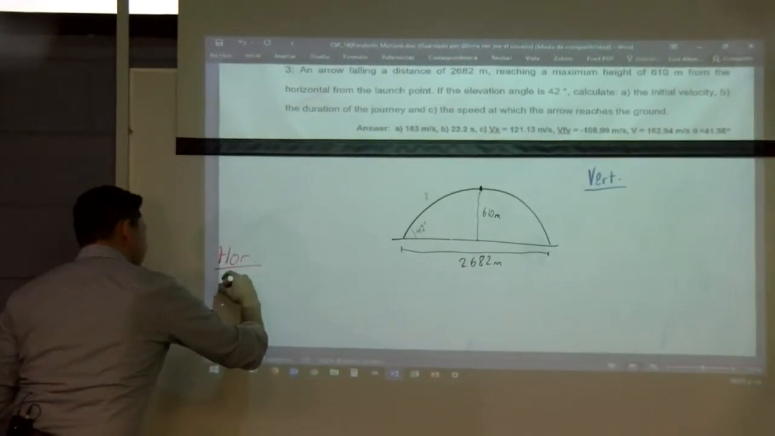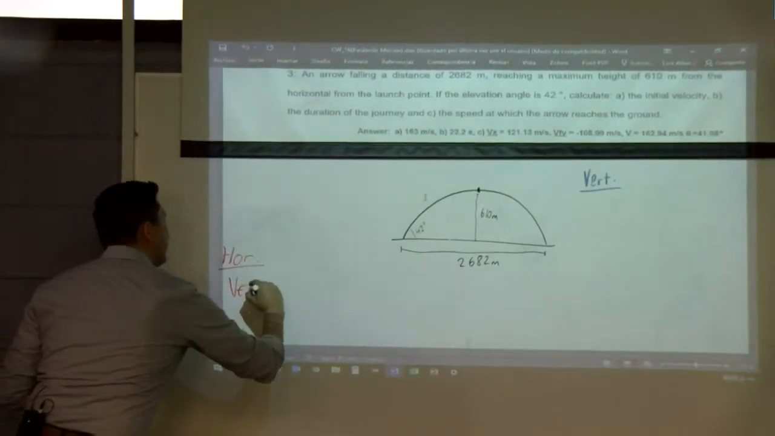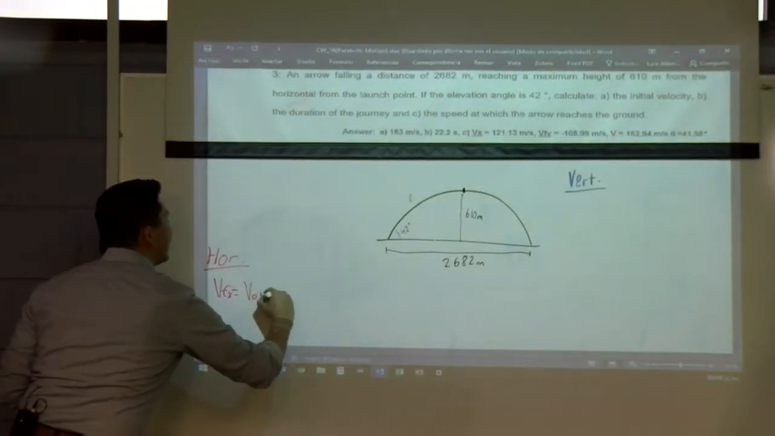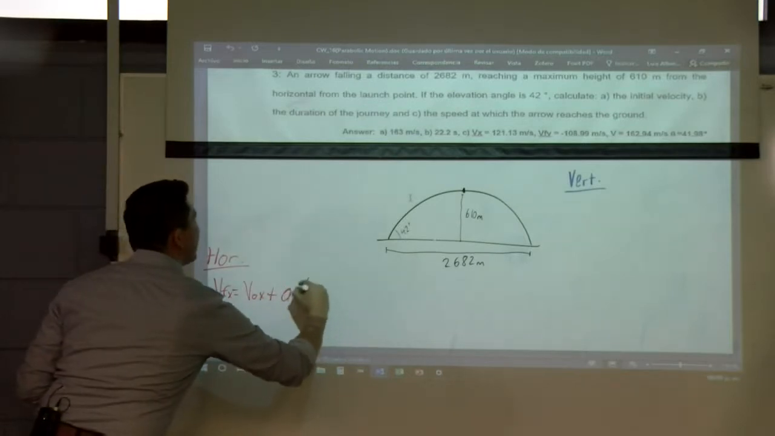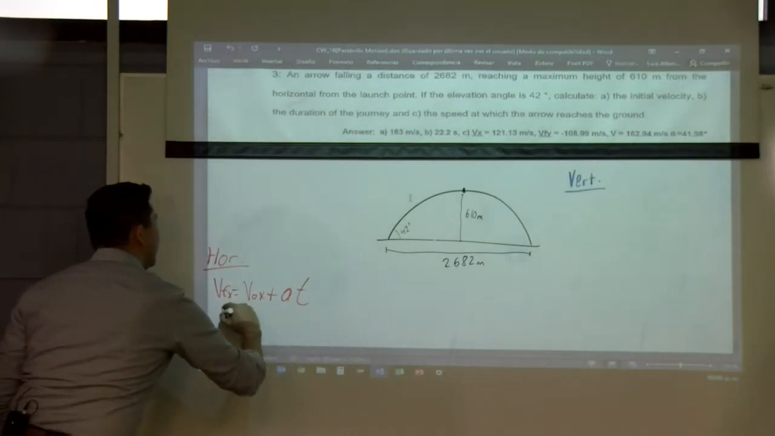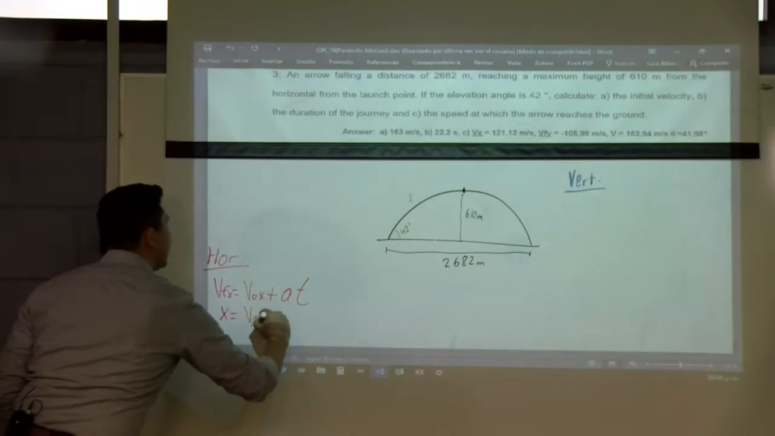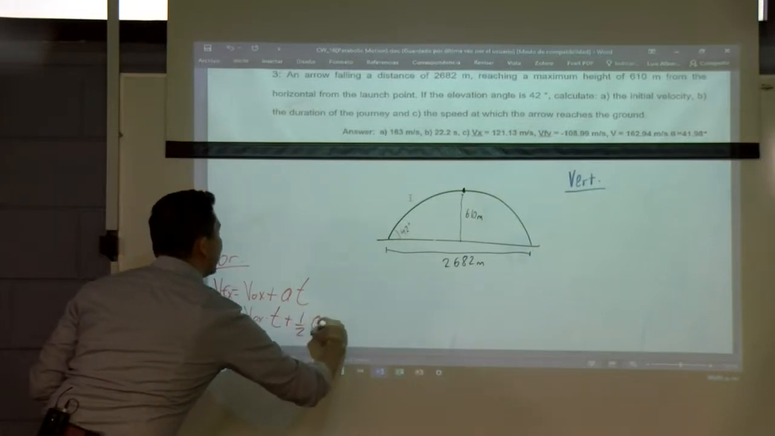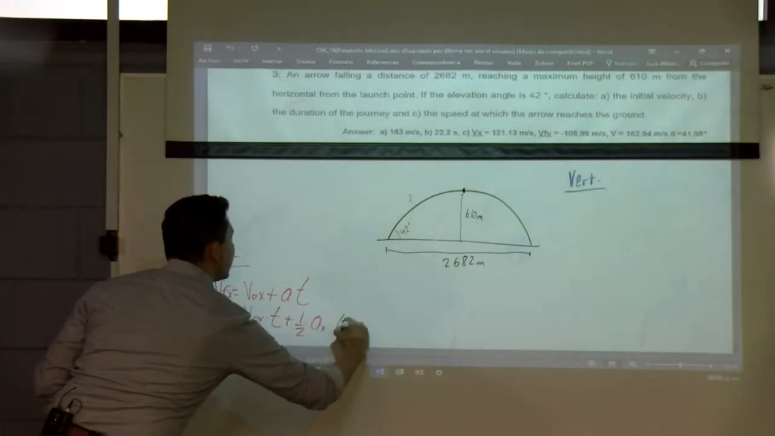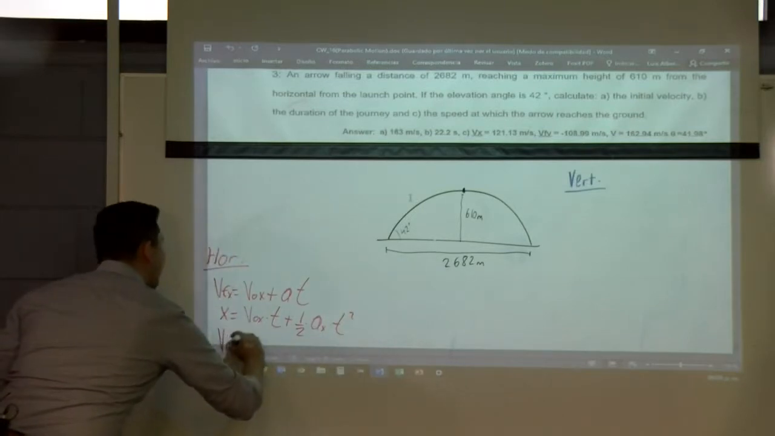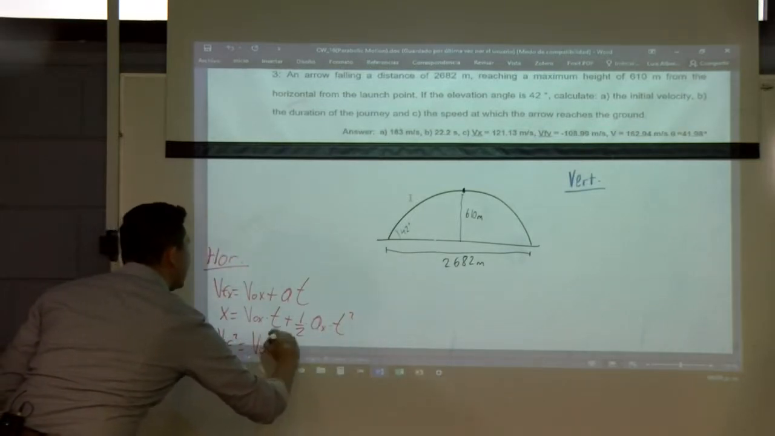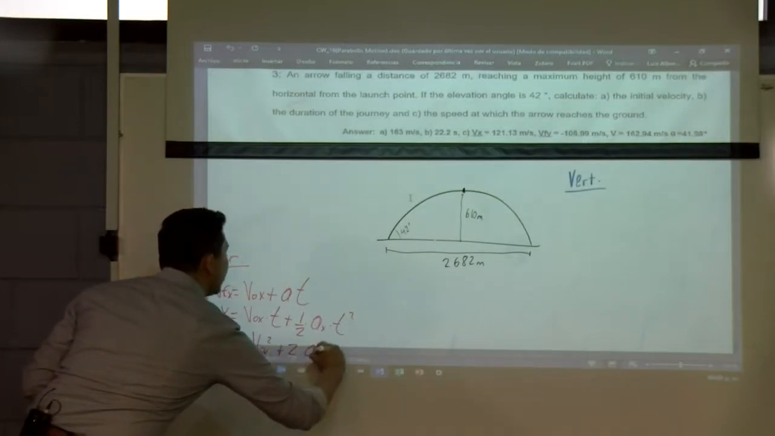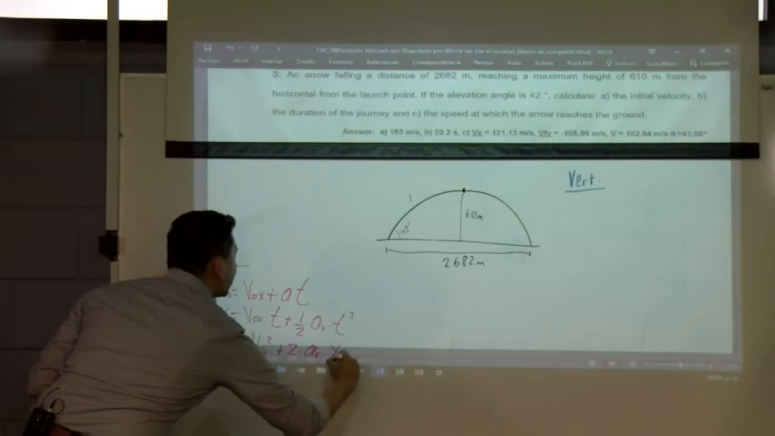And these ones are like this. Final velocity on x equals initial velocity plus acceleration times time. Then the distance is equal to the initial velocity on x times the time plus a half of the acceleration on x times the square time, and final velocity squared equals initial velocity squared on x plus 2 times the acceleration times x.